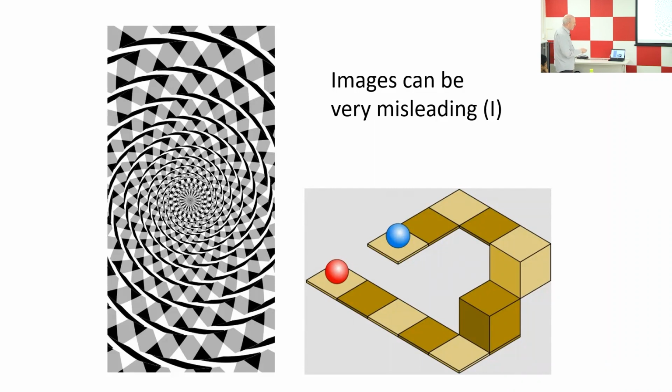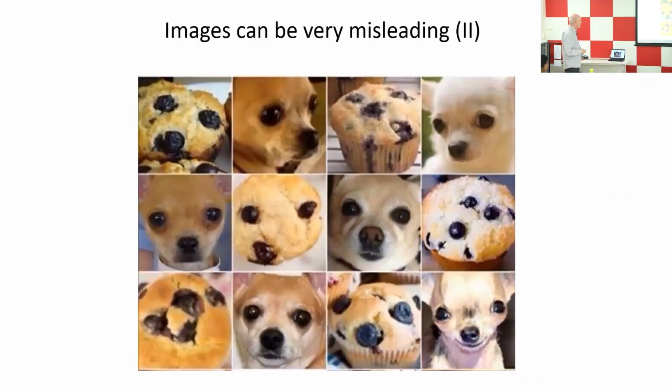Here, the same. Are these two planes at the same level? Well, I really don't know. It's an illusion that you can create in a drawing. But things can be much worse, and images can be misleading to the point that you can confound a muffin with a chihuahua, which can be really bad.